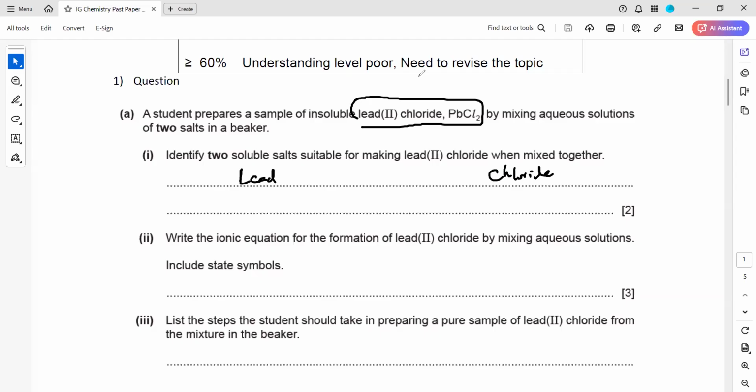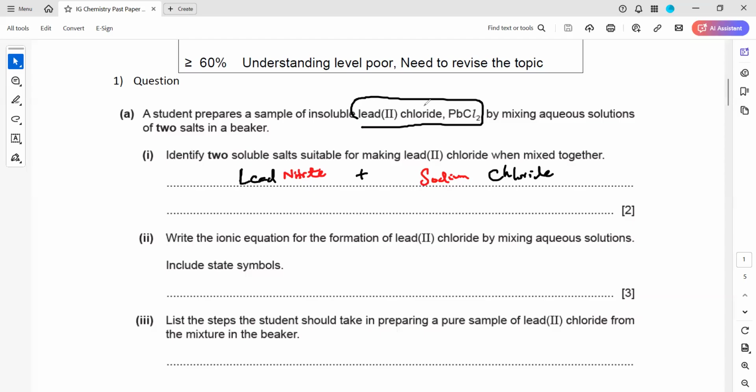Because all nitrates are soluble, what will be the first salt? The first salt will be lead nitrate. And what about the element present in the second salt? Because it is a chloride, and group 1 salts are soluble, we prefer to use any group 1 element. For example, we can mention sodium chloride. So when we mix lead 2 nitrate with sodium chloride, it will form lead chloride, and that will be the insoluble salt.